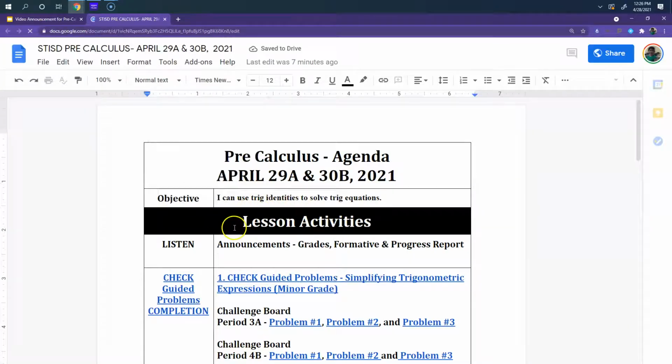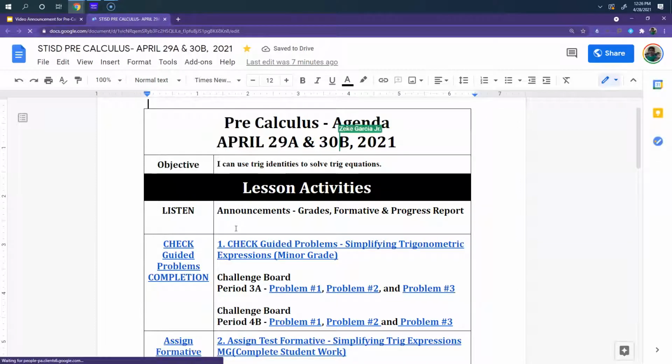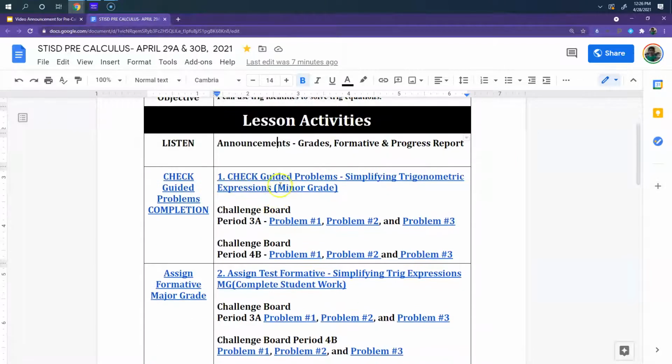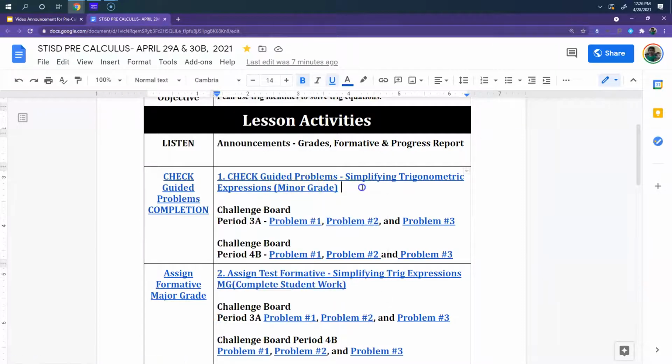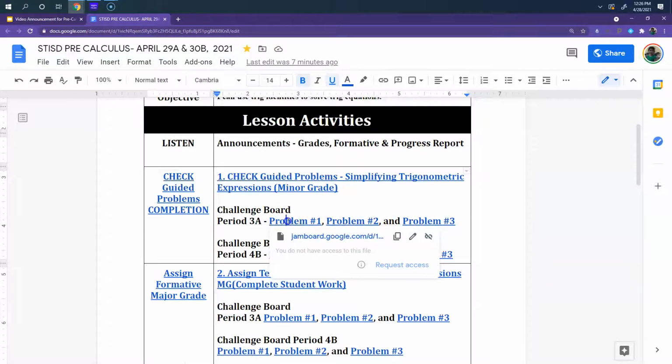So April 29th and 30th, the agenda goes as follows. The objective is I can use trig identities to solve equations. Remember that progress report grades are due this Friday. Remember that here you have the formative. It was broken down into 3 jam boards that you have to complete.